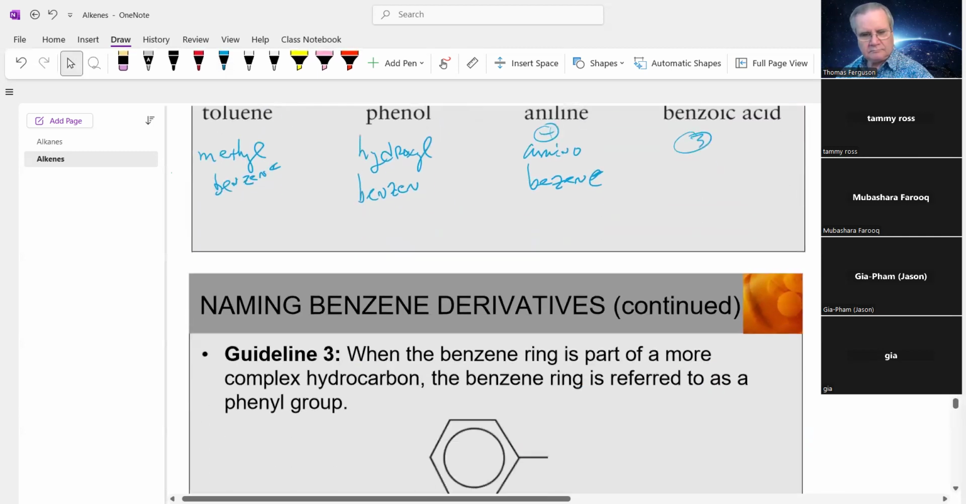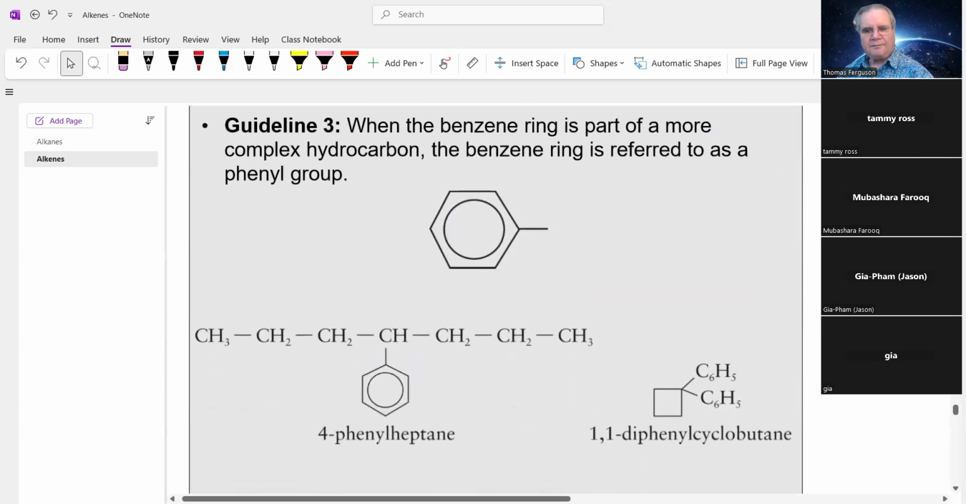Okay, now this is the tricky part. When benzene is a branch, it's not called benzene, it's called phenyl. Now, it's rarely written like this. If on a test, I would have it look like this. I would not do the formula.